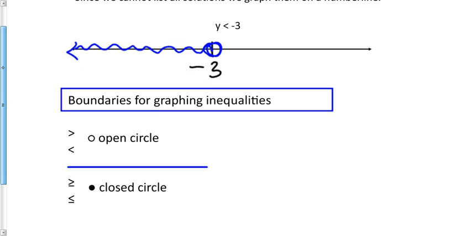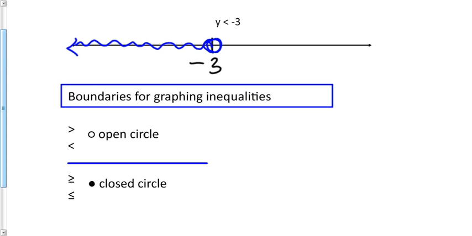So let's talk about that word, the boundary of an inequality. When I have a boundary of an inequality, I'm talking about the number here. That's telling us where our inequality is stopping in this case here. So if I use the less than or the greater than symbol, then I use an open circle. But if I use the greater than or equal to symbol or the less than or equal to symbol, I use the closed circle. The reason this is closed up, it's saying, well, the number could be -3.